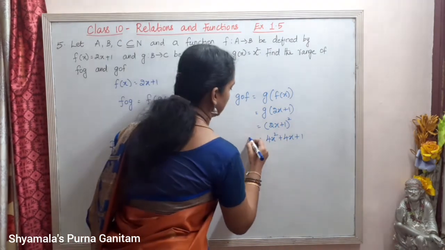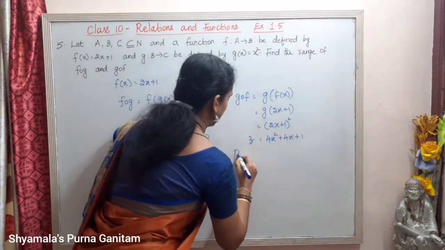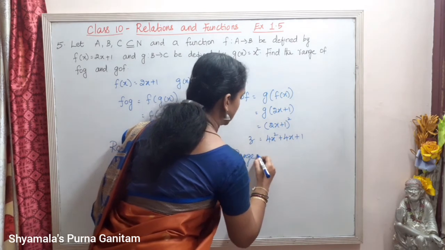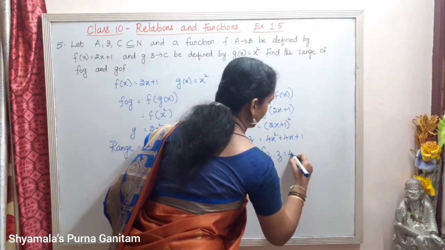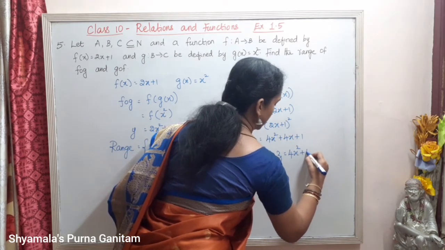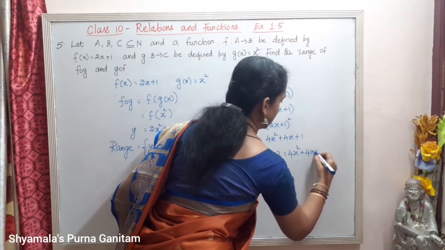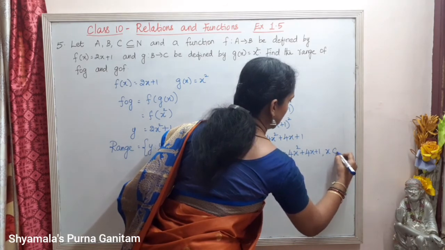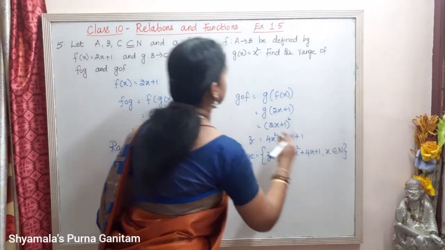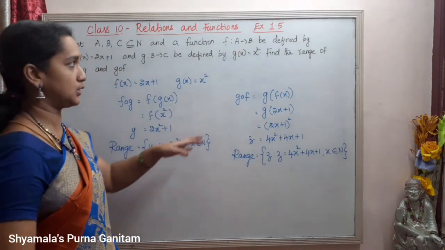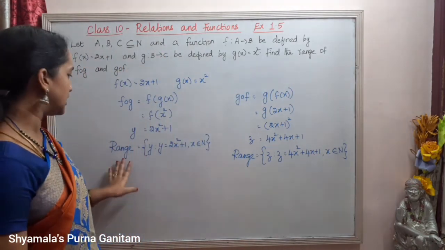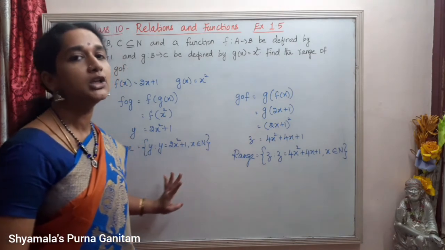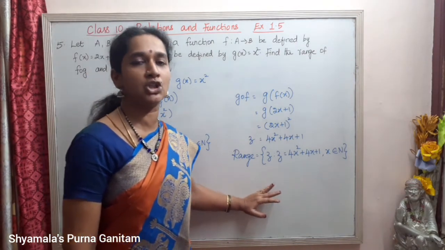If we are taking it as z, the range we will write as z such that z is equal to 4x squared plus 4x plus 1, where x belongs to natural numbers. So this is the thing they asked us to find. Find the range of g of f and f of g. So we found the range for both f of g and g of f.